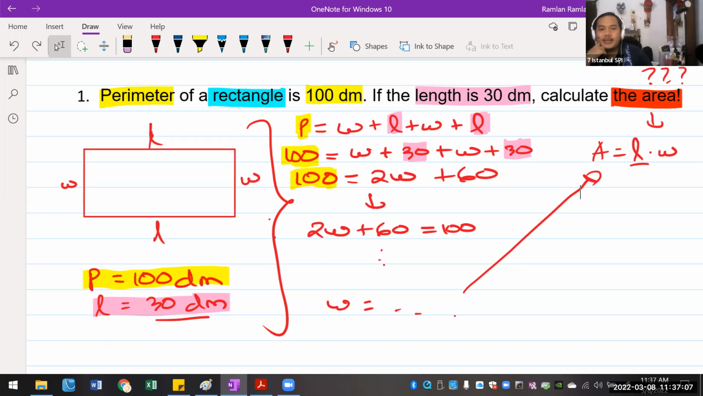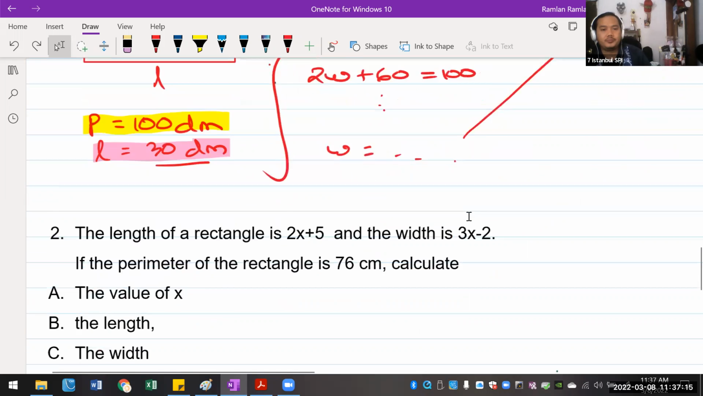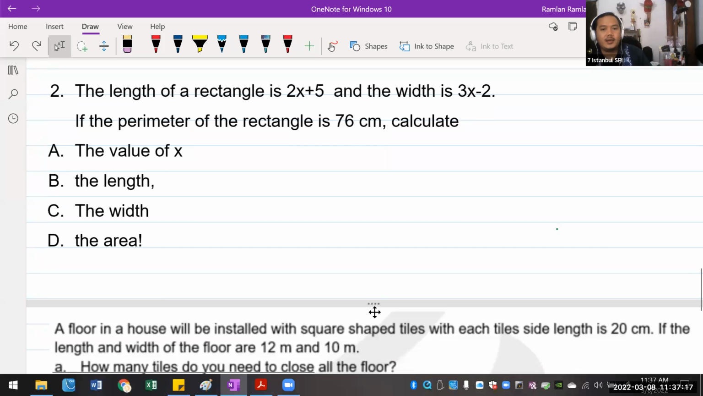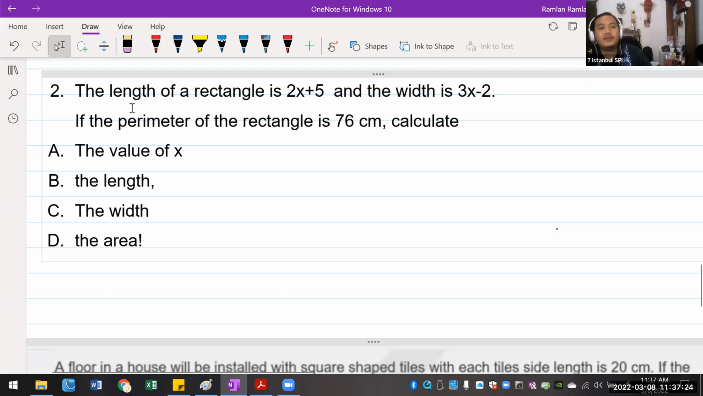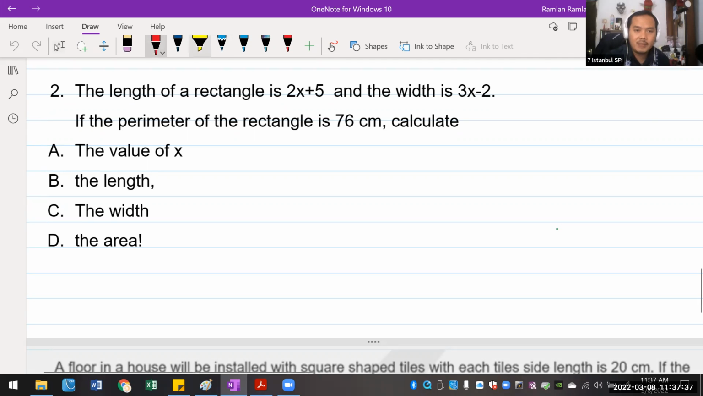Untuk ngebantu kalian ya. Okay, it's 11:37. So let's go to question number 2. Okay, the length of a rectangle is 2x plus 5 and the width is 3x minus 2. If the perimeter of the rectangle is 76 centimeter, calculate A, the value of x, B, the length, the width, and the area. I'm gonna help you again with this one, with the drawing. Saya bantu gambarnya, okay?